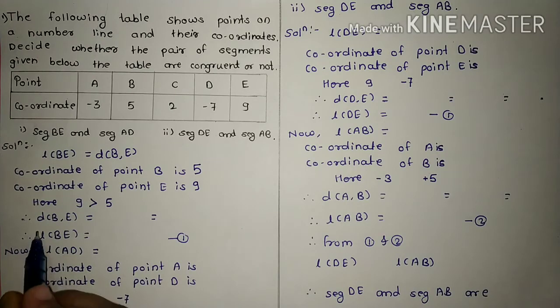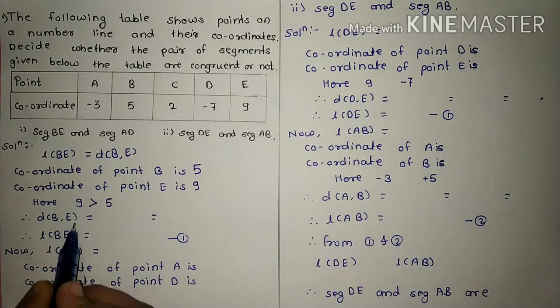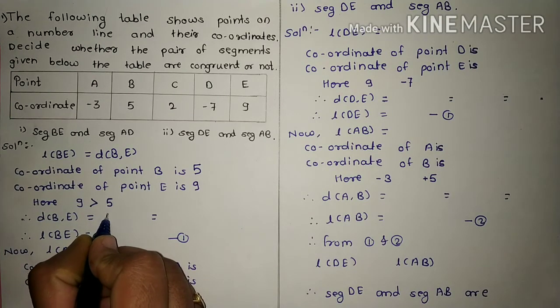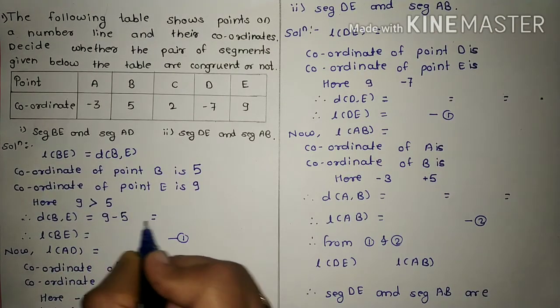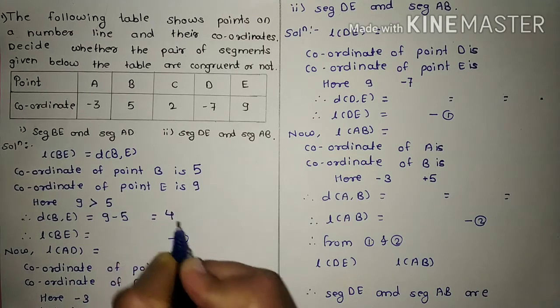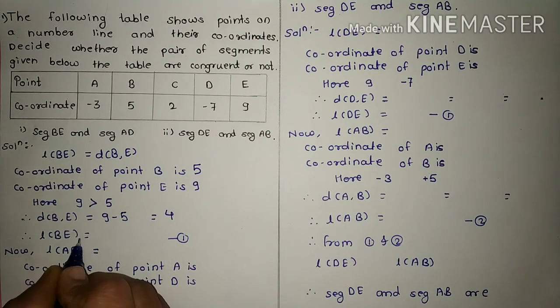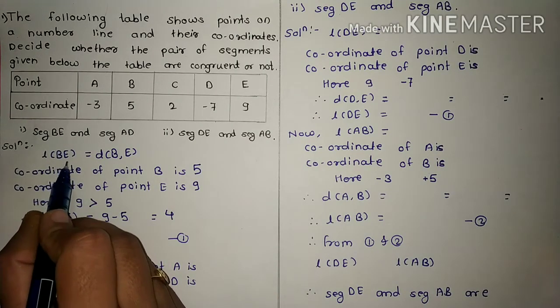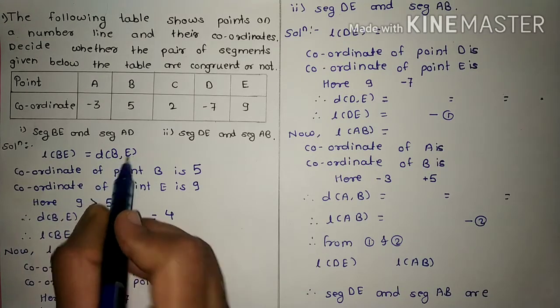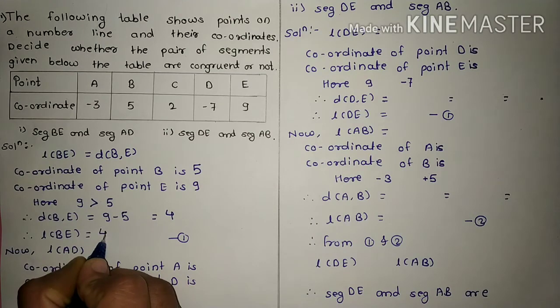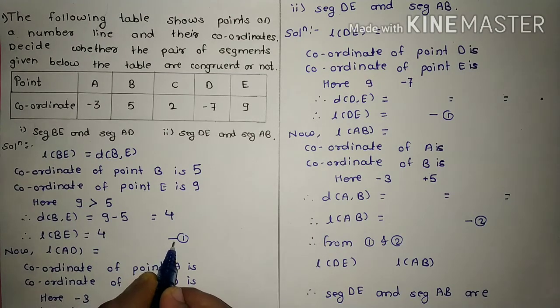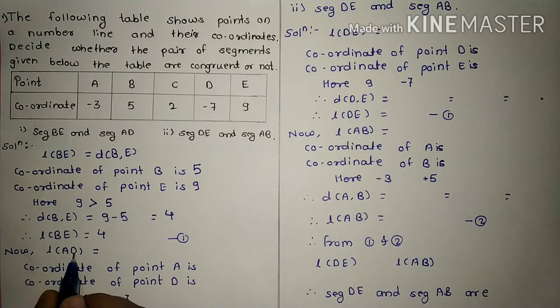Therefore, to find distance BE, we can subtract 5 from 9. Therefore, 9 minus 5 is equal to 4. Therefore, length of BE is equal to distance BE, which is equal to 4. This is number 1. Now we have to calculate length of AD.